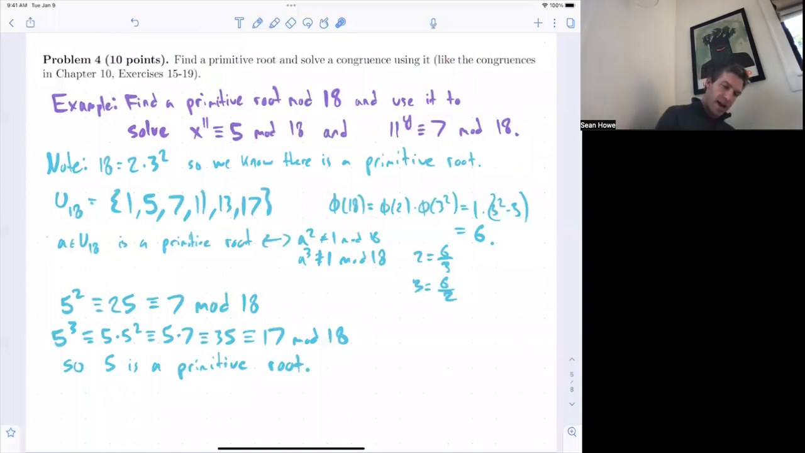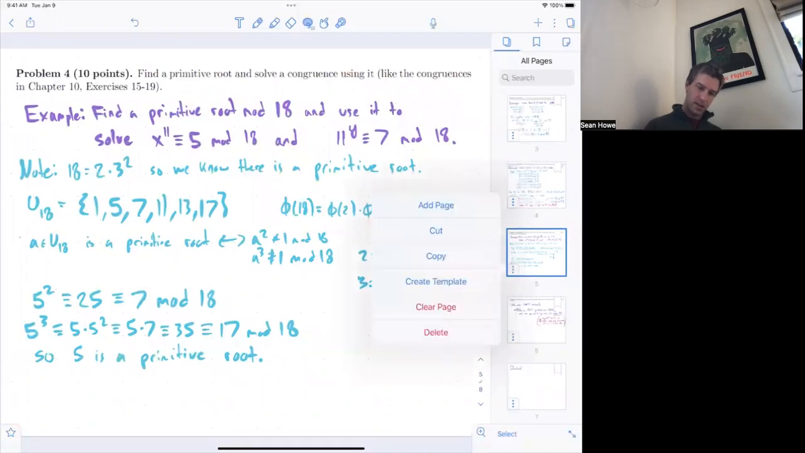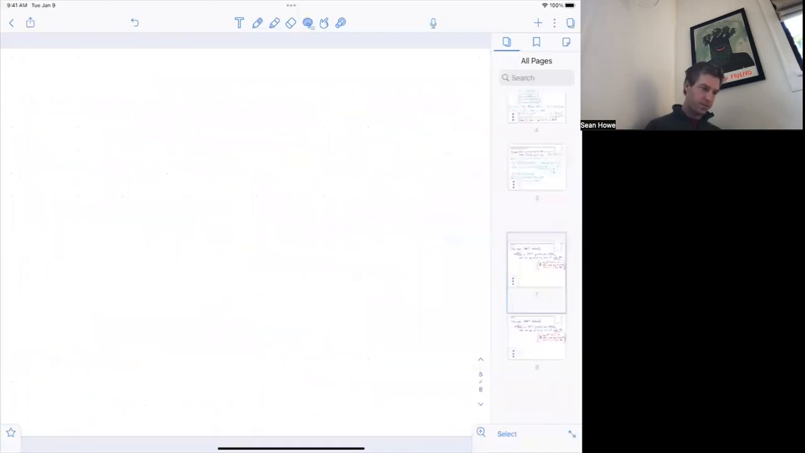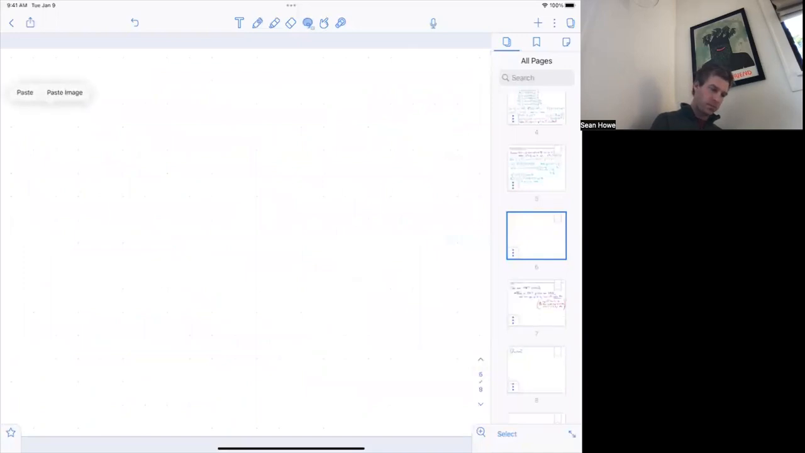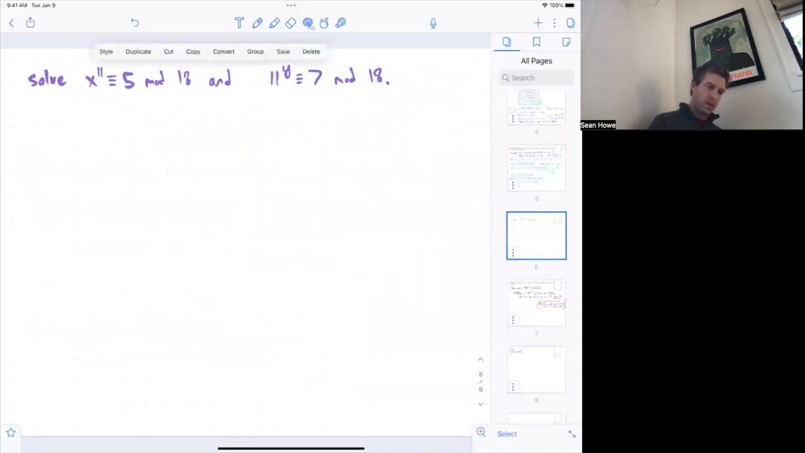Good. So I have this primitive root, and now I need to solve this equation. x^11 is congruent to 5 mod 18, and 11y is congruent to 7 mod 18. So let me make a new page for this. So here 5 is my primitive root.